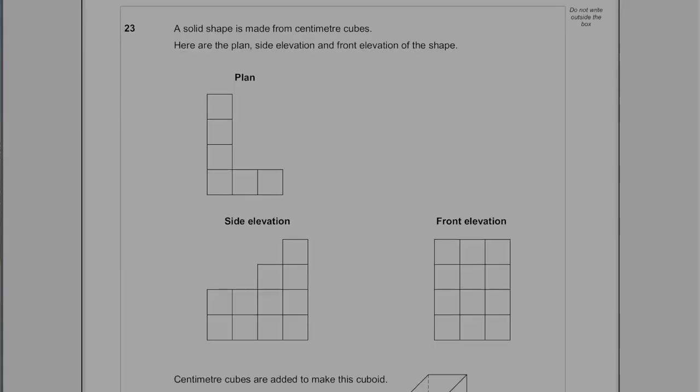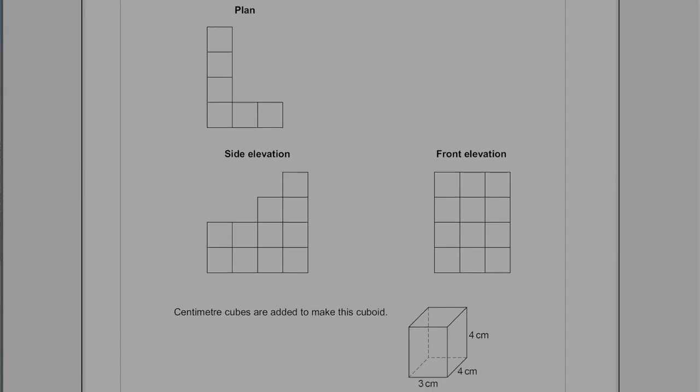Question 23. A solid shape is made from centimeter cubes. Here is a plan, side elevation, front elevation. So that's from above, that's from the side, and then that's from the front. Centimeter cubes are added to make this cuboid. How many cubes are added?